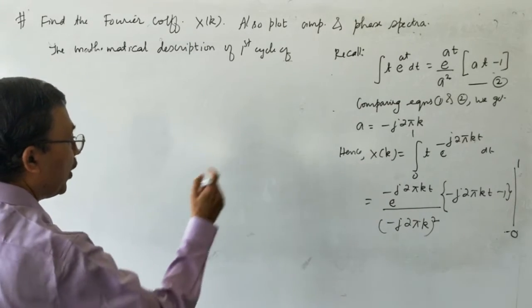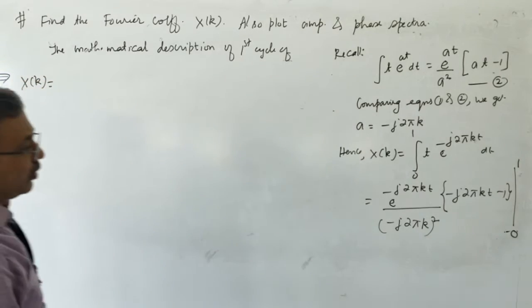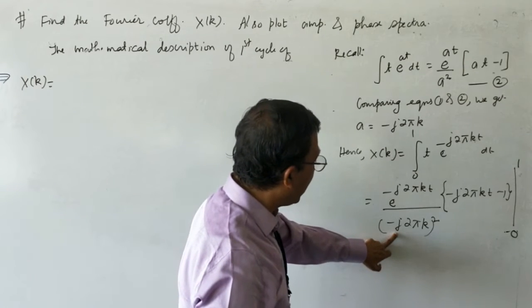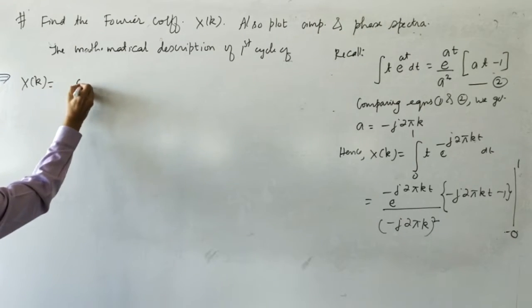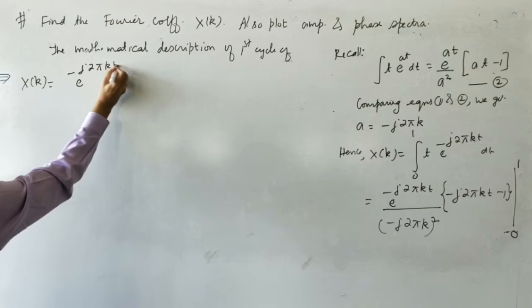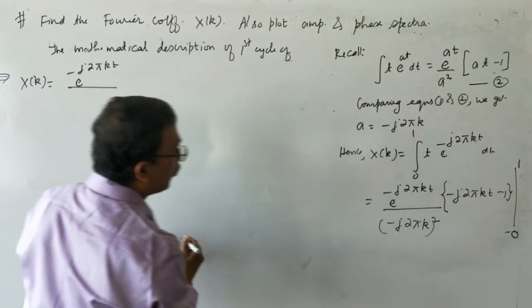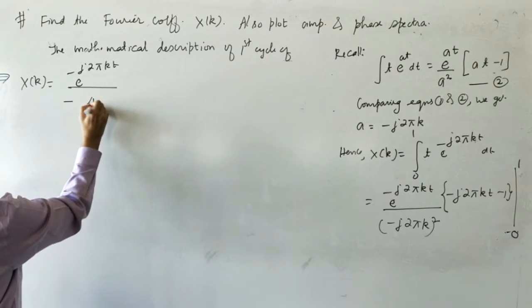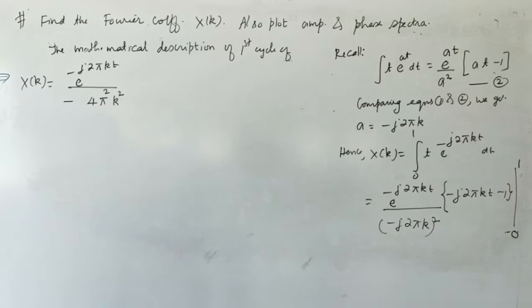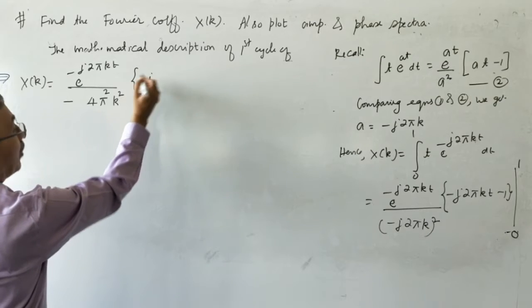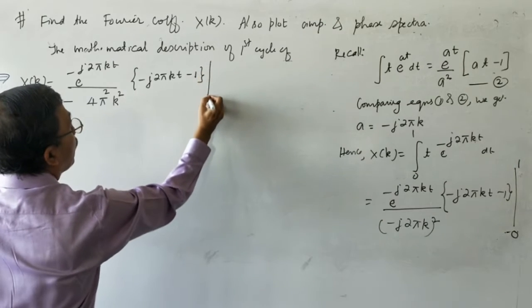Now first put the upper limit. This implies x of k is equal to, before that, what is j square? J square is minus 1. So I will write one more step. E to the power minus j 2 pi kt divided by, before putting the limits, let me do some minor simplification. J square is minus 1, so it is minus 4 pi square k square into minus j 2 pi kt minus 1, limits from 0 to 1.